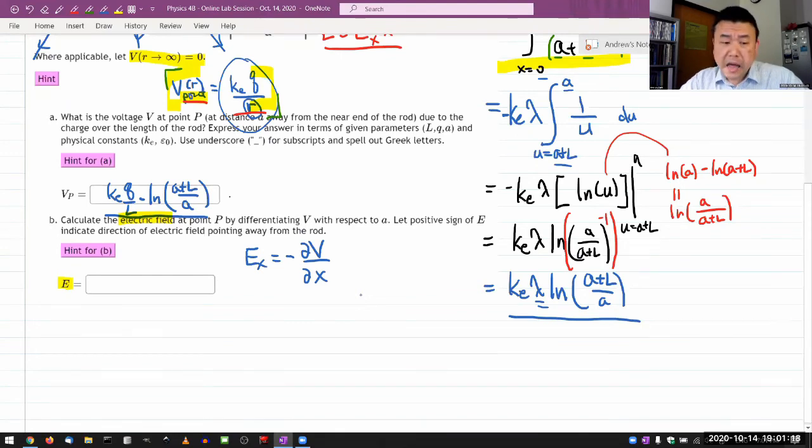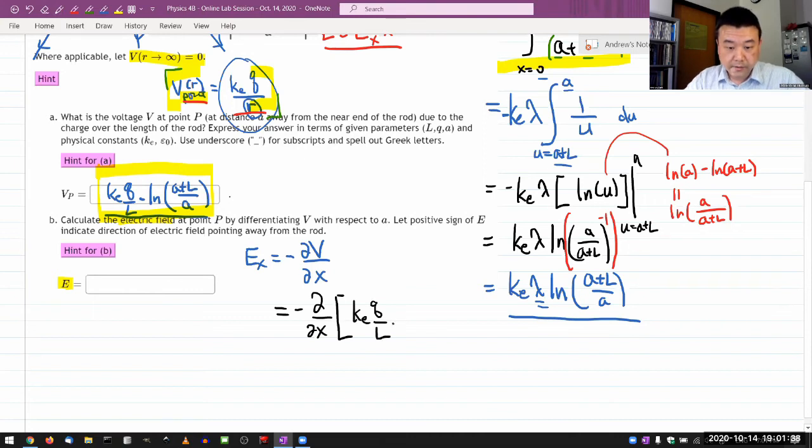Now, I hope as you look at this expression that something gives you a little bit of a pause. If I simply do minus the partial derivative with respect to x of that expression there, k_e Q over L times the natural log of (a plus L) over a, the thing you are going to run into is that it equals zero, because nothing in that expression depends on x. So what you first have to do is take care to express this in terms of x.